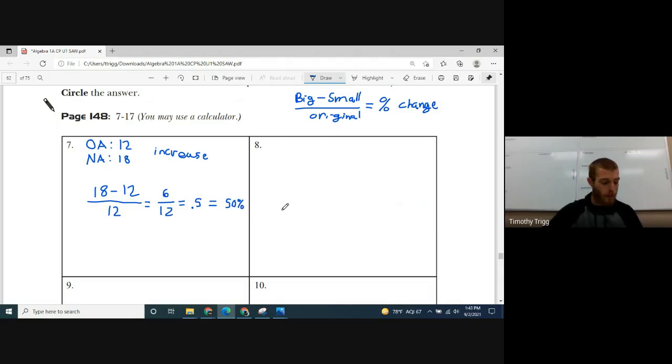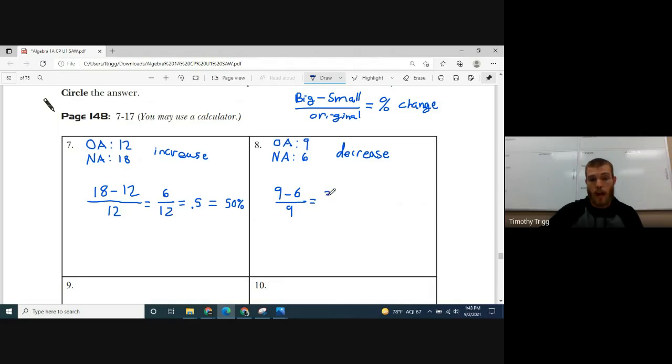Okay. Let's try number 8. So the original amount for number 8 is 9. The new amount is 6. And since we originally had 9, but now we have 6, this was a decrease. So we're going to put decrease. Now, to figure out the percent change, we take the bigger one minus the smaller one, divide by the original one.